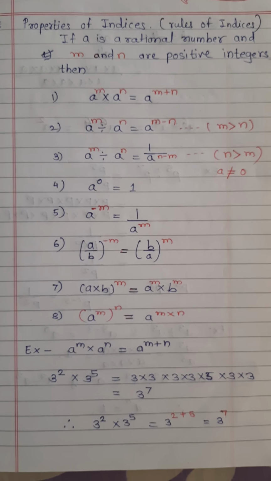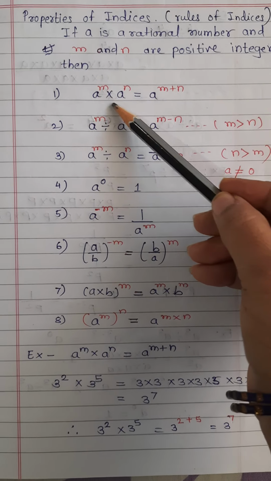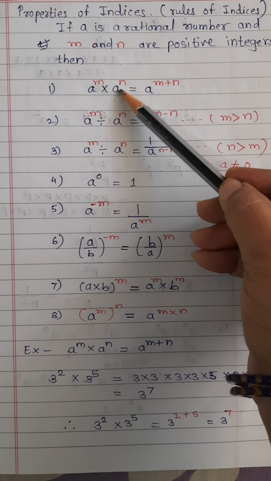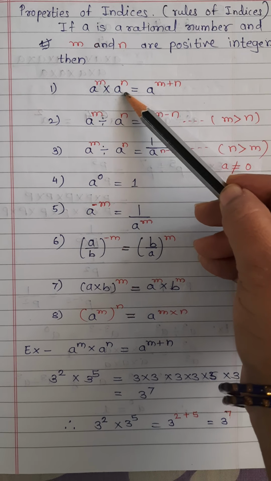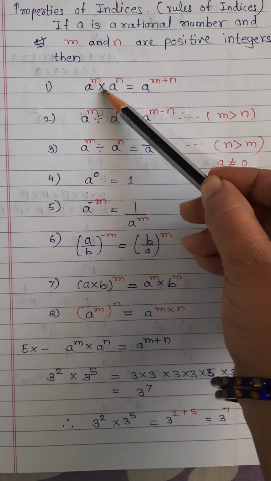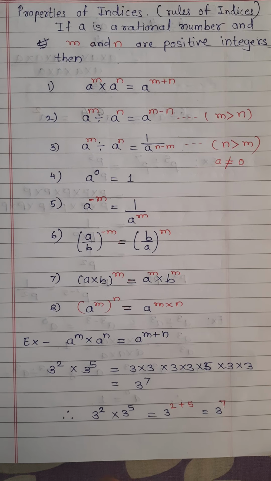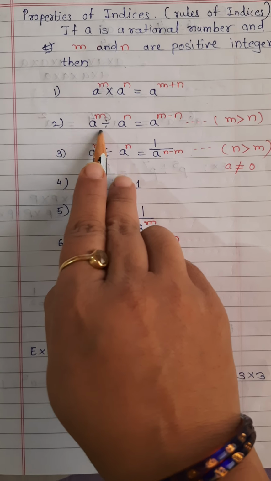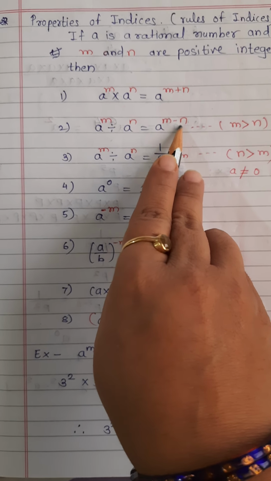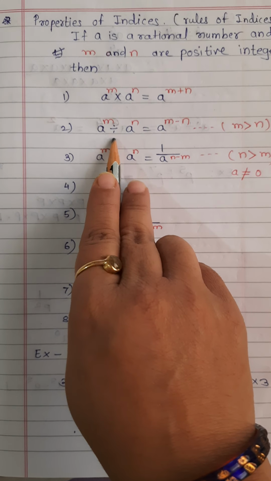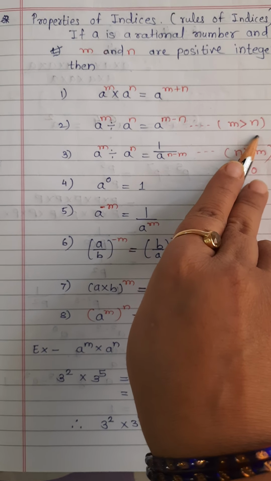If a is a rational number and m and n are positive integers, then a raised to m into a raised to n is equal to a raised to m plus n. If the base is the same and the operation is multiplication, then we have to add the indices of the given index form of the number. If the operation is division, then we have to subtract the indices, giving a raised to m minus n when m is greater than n.